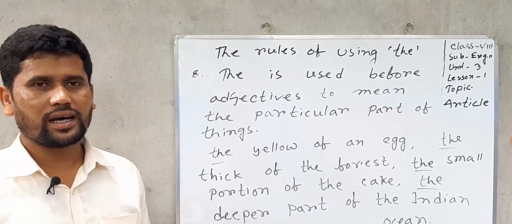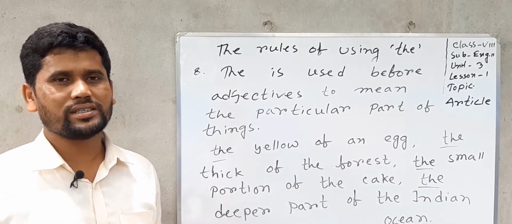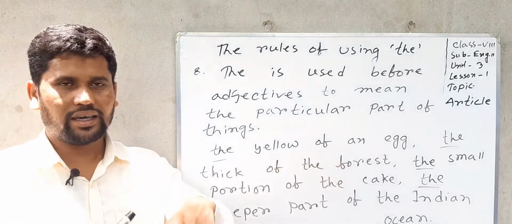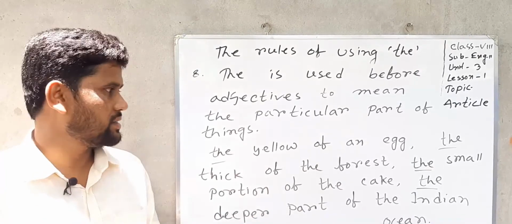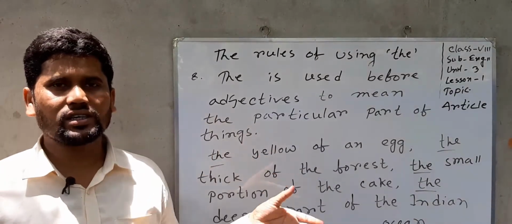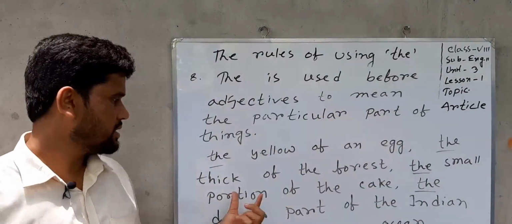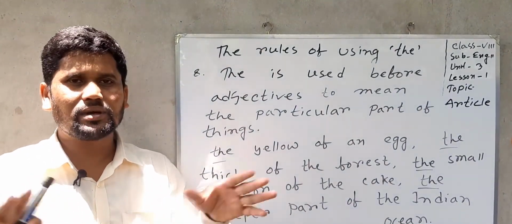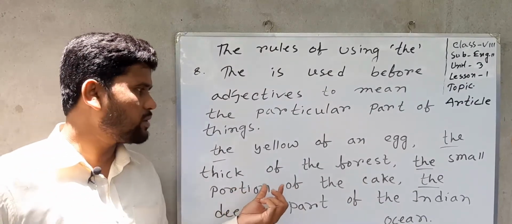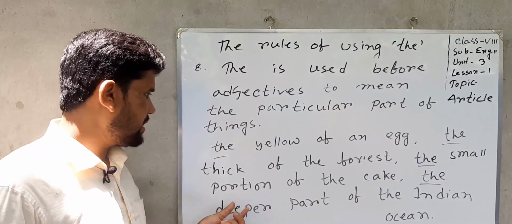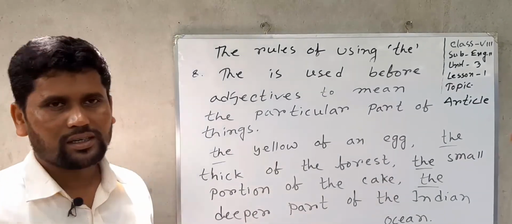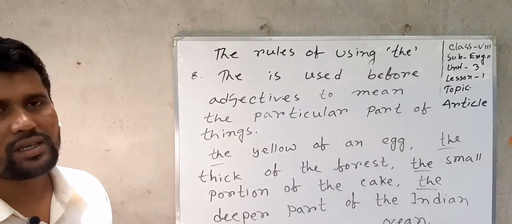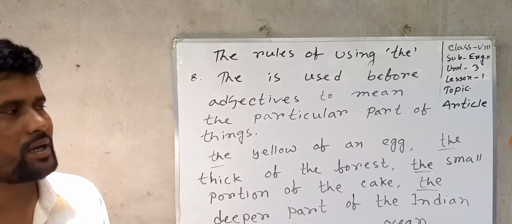We use the before adjective to mean the particular part of things. Here you see the yellow of an egg, but the yellow is the part of an egg. The thick of the forest is so big, but the one part is thick. The small portion of the cake is divided into some portions, but the small portion of the cake here is mentioned, and the deeper part of the Indian Ocean. So here the deeper part is the part of the Indian Ocean. So we use the before the adjective to mean the particular part of things.